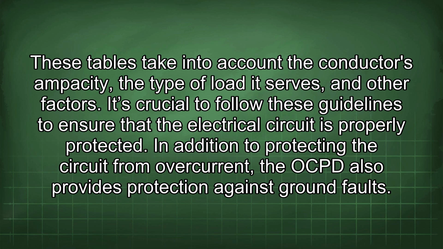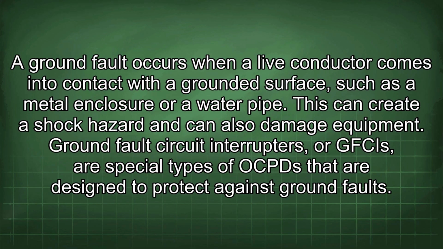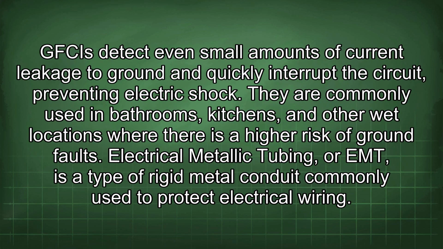In addition to protecting the circuit from overcurrent, the OCPD also provides protection against ground faults. A ground fault occurs when a live conductor comes into contact with a grounded surface, such as a metal enclosure or water pipe. This can create a shock hazard and can also damage equipment. Ground fault circuit interrupters, or GFCIs, are special types of OCPDs that are designed to protect against ground faults. GFCIs detect even small amounts of current leakage to ground and quickly interrupt the circuit, preventing electric shock. They are commonly used in bathrooms, kitchens, and other wet locations where there is a higher risk of ground faults.